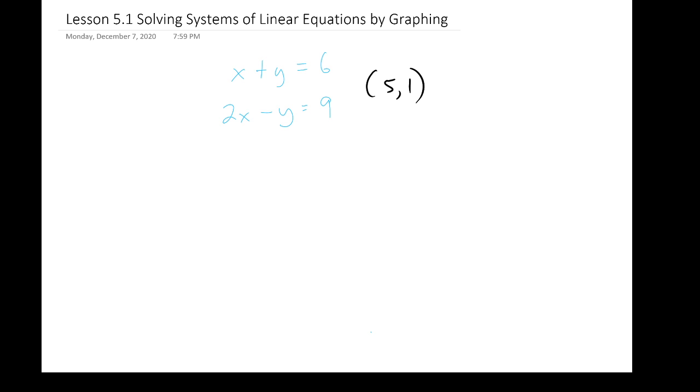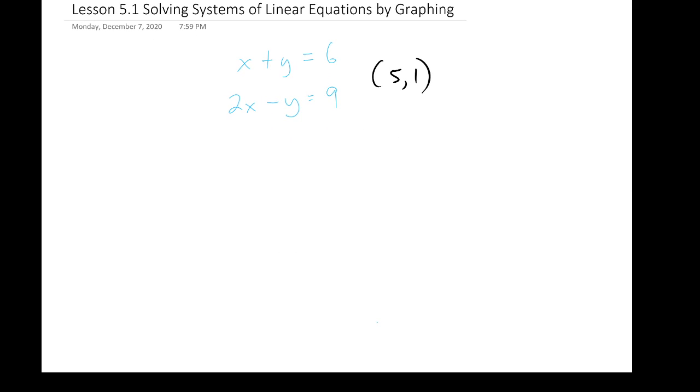In other words, this coordinate right here needs to work in both the x and y, right? When we substitute and then evaluate for both of these equations. If it does, then this is a solution. So let's try it out. We have x plus y being equal to 6. Or in other words, we have 5 plus 1 being equal to 6. And when we simplify completely, we have 6 is equal to 6. So that one checks out.